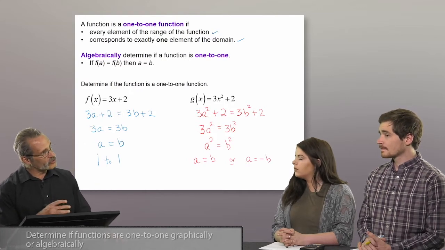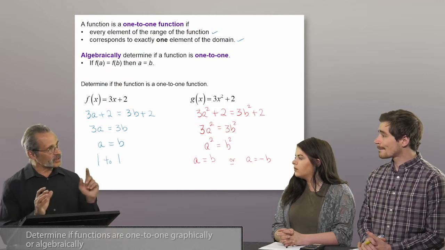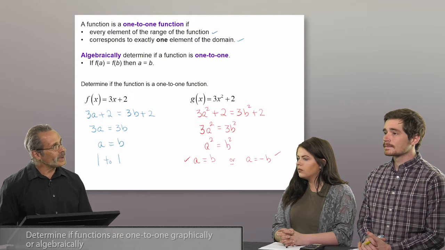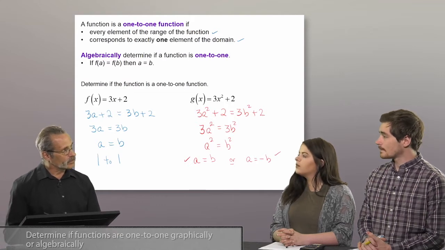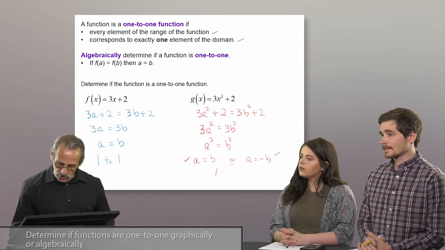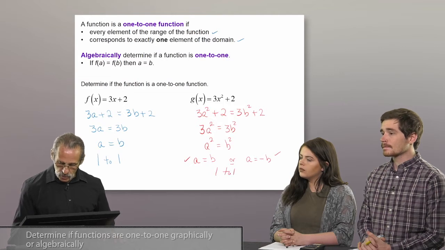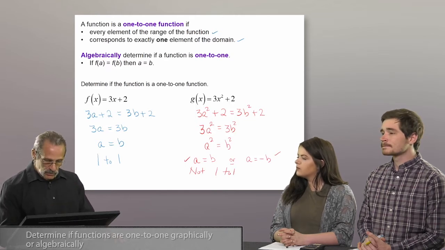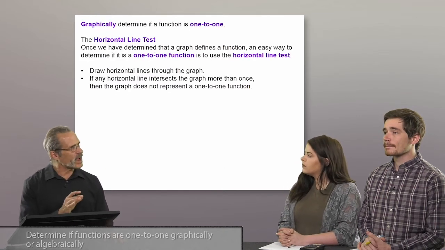And what you want to do is interpret this. So you have a single output, but you could be assigning it two inputs. So this violates our definition of a one-to-one function. No, it's not a one-to-one function. Now, if I can look at this algebraically, I should be able to look at it graphically.